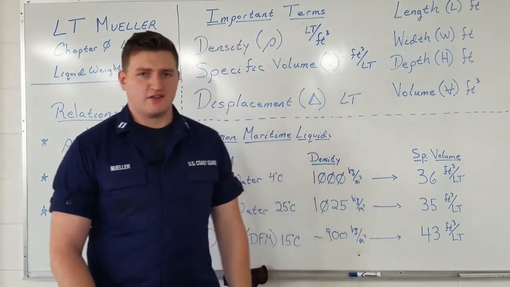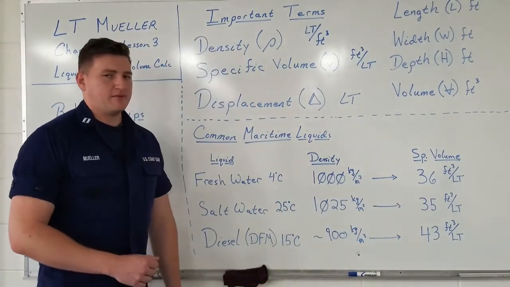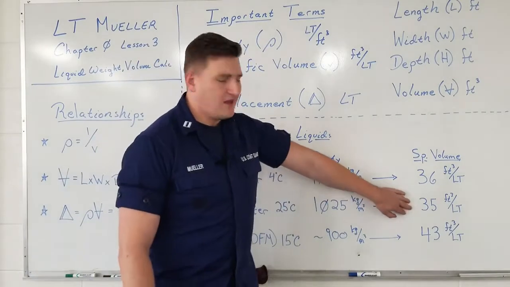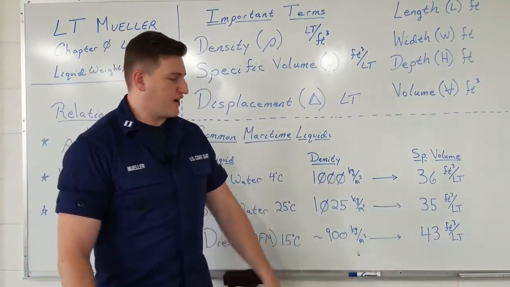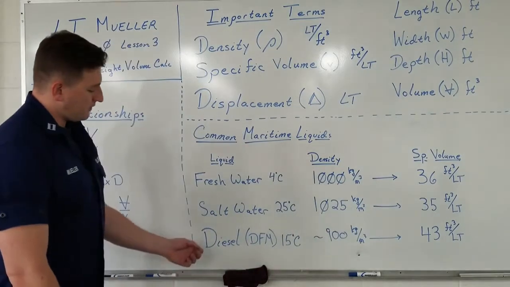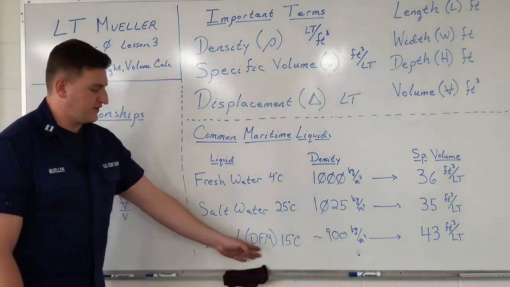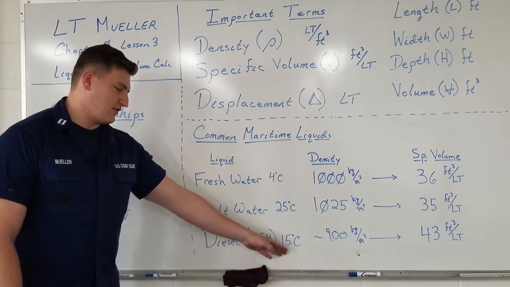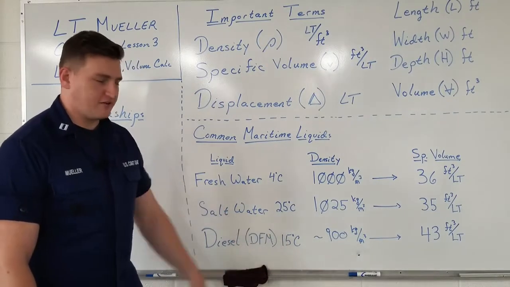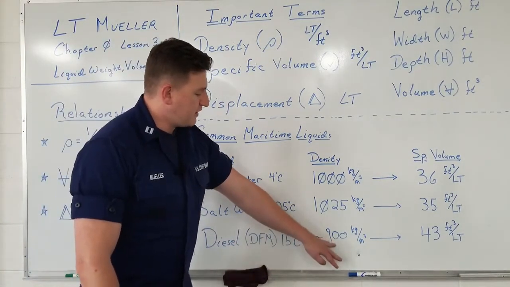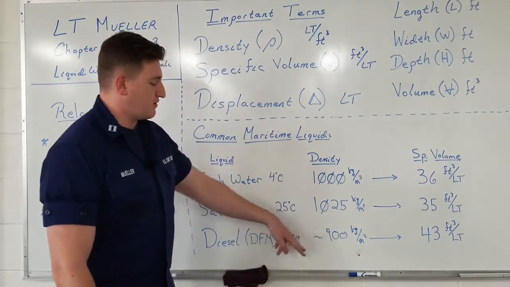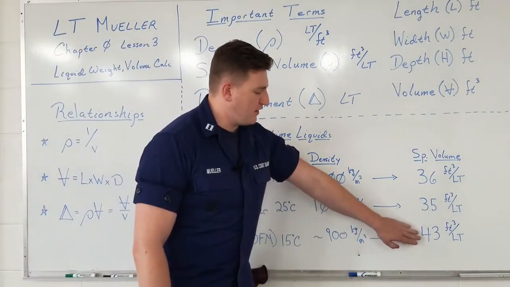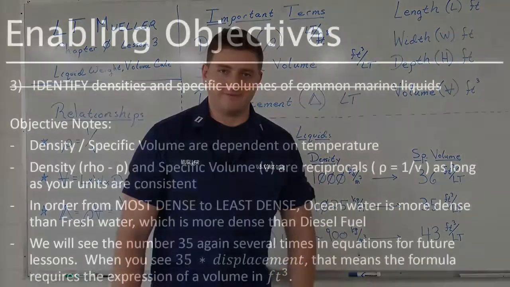This number 35 is going to show up several times over the next couple chapters in different equations, typically multiplied by displacement. When we multiply this by displacement, it means that the formula is trying to extract a volume of added salt water. And lastly, we have diesel fuel, or DFM, at 15 degrees Celsius, which is right about 59 degrees Fahrenheit, 60 degrees Fahrenheit. Yeah, 59 degrees Fahrenheit. So we have a density of 900 kilograms per meters cubed. So you see it's much less dense. It's about 10% less dense as fresh water. And then converted to specific volume, it's 43 cubic feet per long ton.